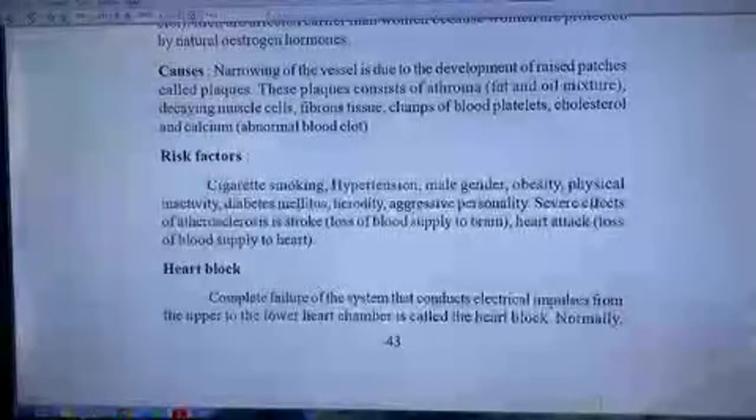A fresh patch is called a plaque. These plaques consist of a mixture of fat and oil, decaying muscle cells, fibrous tissues, clumps of blood platelets, cholesterol, and blood clot. Risk factors: cigarette smoking, hypertension, poor diet, obesity, physical inactivity, diabetes mellitus, heredity, aggressive personality.